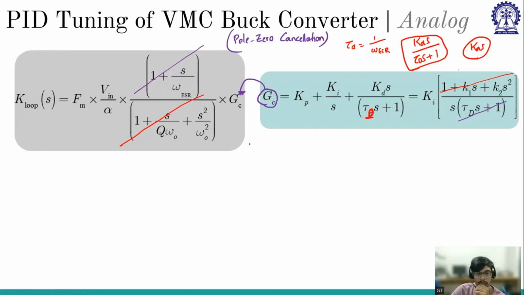Sir, how are we cancelling tau D S plus 1 with 1 plus S by omega ESR here? I can cancel it when this happens, right? Yes. So what are my unknowns? My unknowns are KP, KI, KD, and tau D. I have to find the KP, KI, KD, tau D expressions so that the pole zero cancellation will happen. So I am cancelling this zero with this pole, so tau D should be 1 by omega ESR.